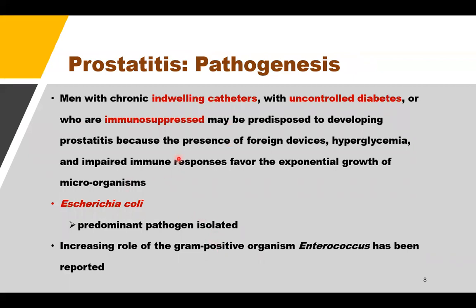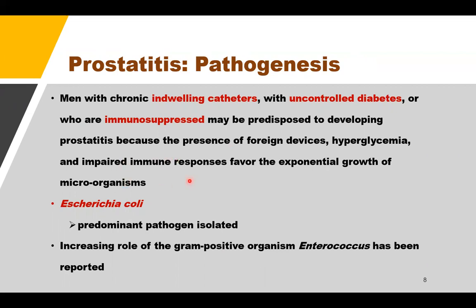Men with chronic indwelling catheters, as well as uncontrolled diabetes who are immunosuppressed, are also predisposed to developing prostatitis. That's because of the foreign body. Remember we discussed CAUTI yesterday, you can have biofilm formation. So this serves as a reservoir for organisms that could potentially invade the prostate. Hyperglycemia and impaired immune responses favor the exponential growth of microorganisms.